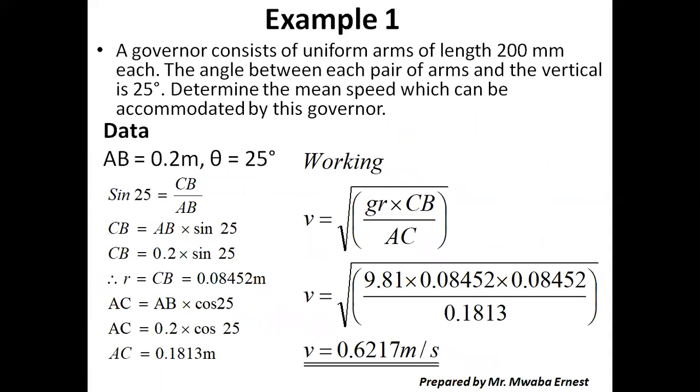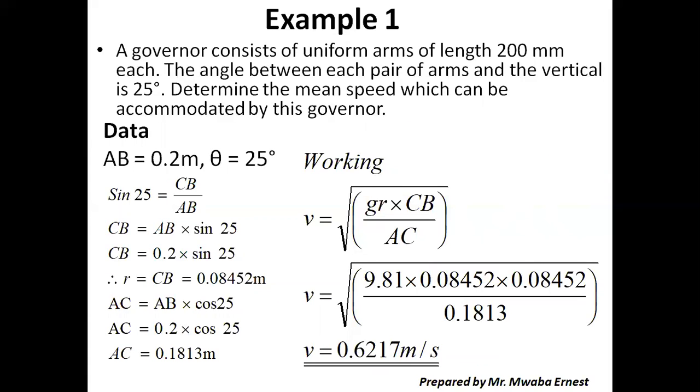Look at this example. You have a governor which has uniform arms of length 100 millimeters, and then the angle between this pair of arms and the vertical, rather between each arm and the vertical, is 25 degrees.